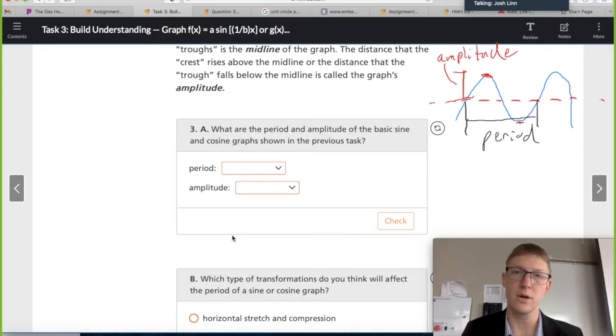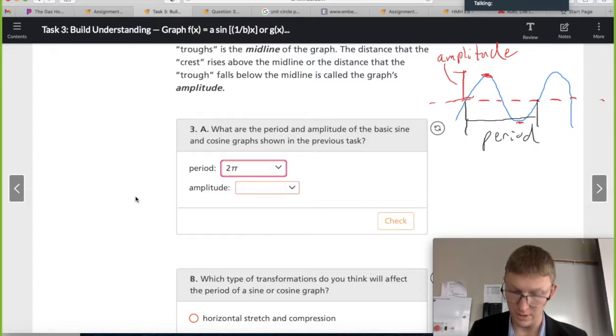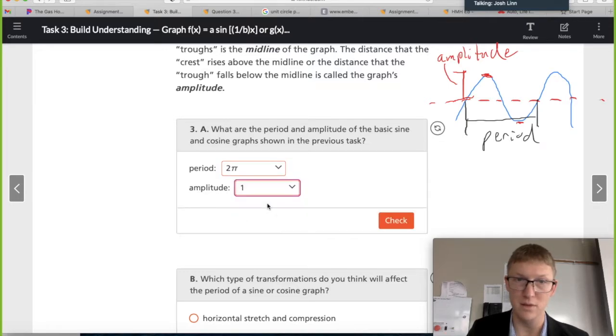So what are the period and amplitude of the basic sine and cosine graphs shown in the previous tasks? So the period is 2 pi. So typically it goes from 0 to 2 pi. And then our amplitude is 1.